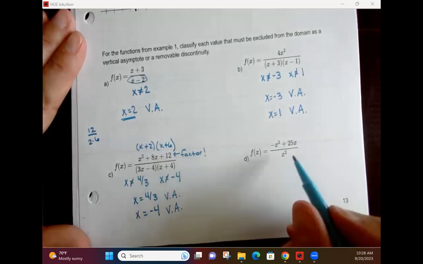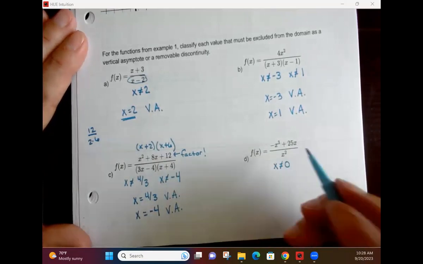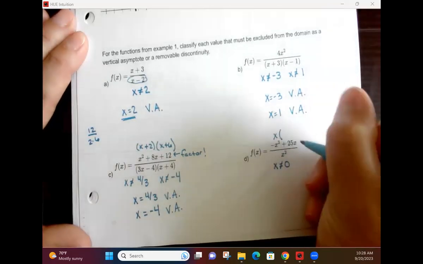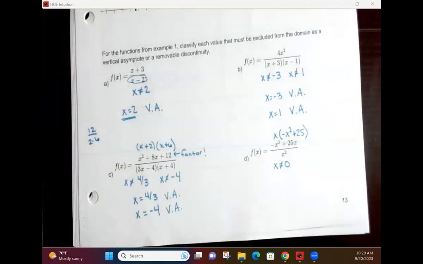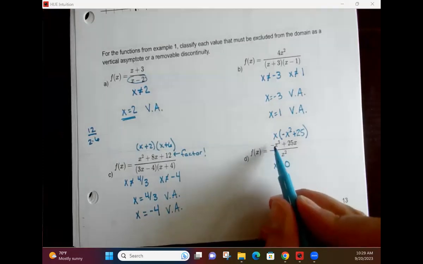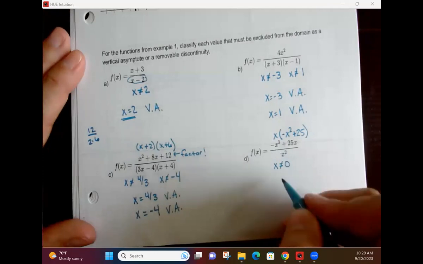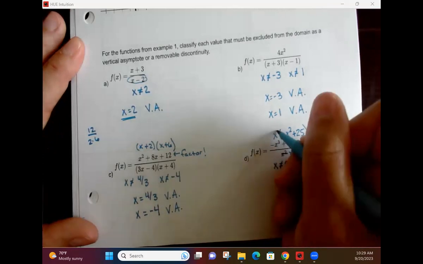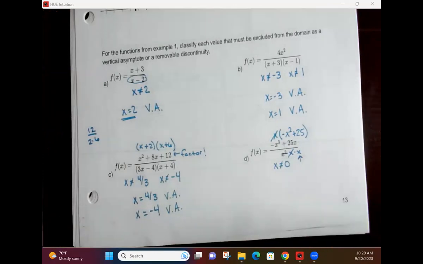For D, we said we need to exclude 0. On the top, we have a GCF here. I can factor out an x. That would leave me with -x² plus 25. When we do more factoring work, I would factor out that negative sign as well, but I don't really care about the sign for looking at my excluded values. So could I do any reducing here? I sure could. X² is x times x. So I could reduce an x. I also still have an x on the bottom though.